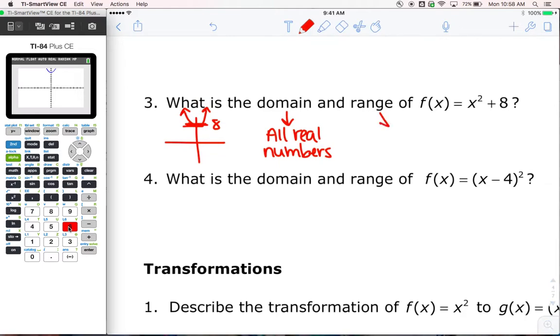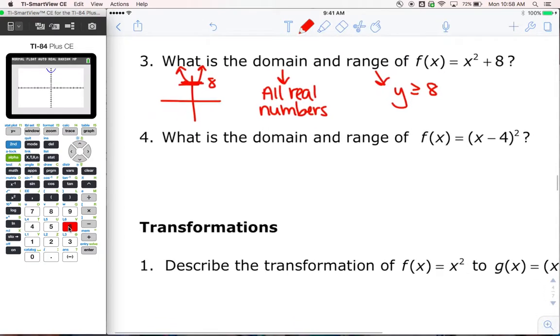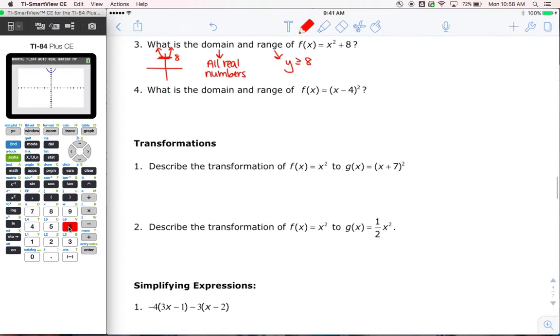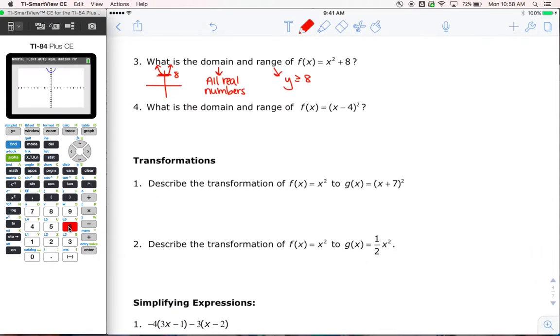Now the range, since it all are here at 8 or up, the range is going to be all the y values greater than or equal to 8. We have a greater than or equal to sign because they always go up from 8. Go ahead and choose the correct domain and range for the question given in number 4. Remember, graph this thing, you guys. Make sure you graph it. Maybe not for the domain, but for the range, graph it.